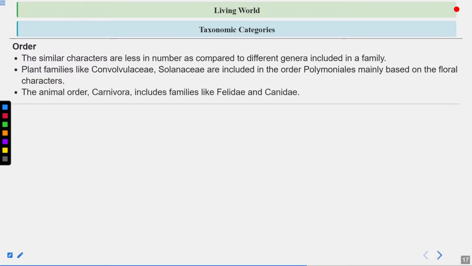Animal order Carnivora includes families like Felidae and Canidae. So the Carnivora order includes families like Felidae and Canidae. These Felidae and Canidae come under the order Carnivora. They share some similar characteristics, but not many.